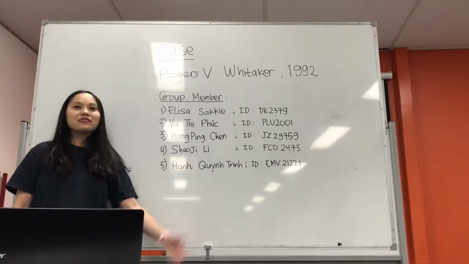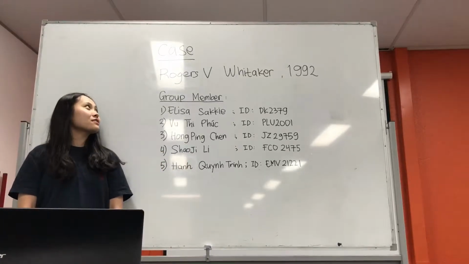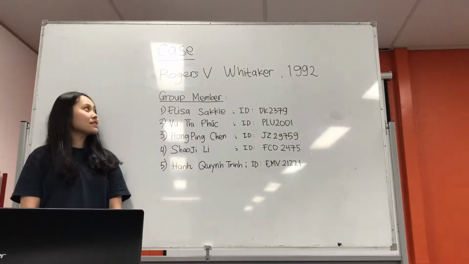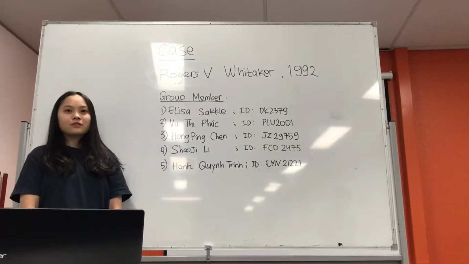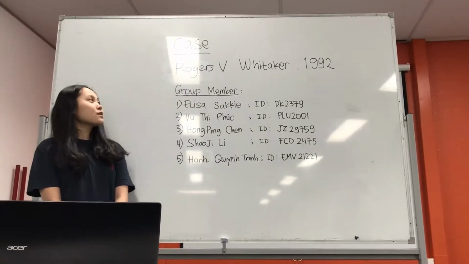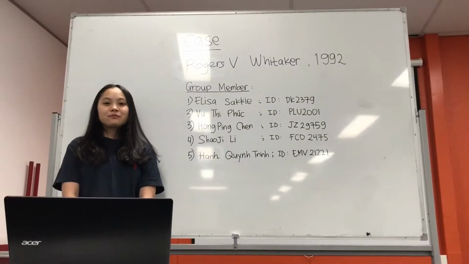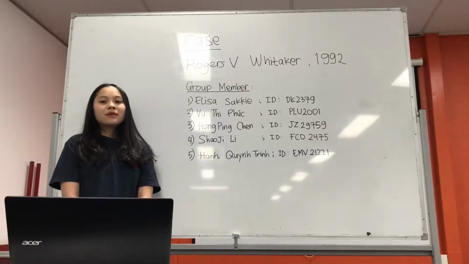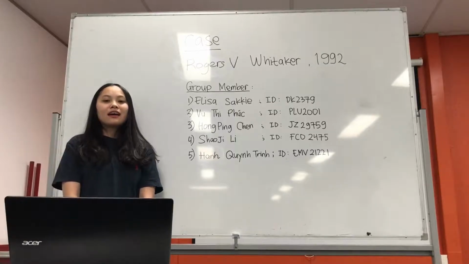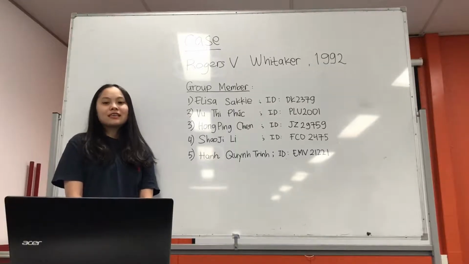He's our group member. Today we're going to talk about the Rogers versus Whittaker case in 1992. This is an appeal to the High Court from the Supreme Court. The judges of the court were Mason C.J., Brennan, Dawson, Toohey, Gaudron, McHugh and Gummow JJ.